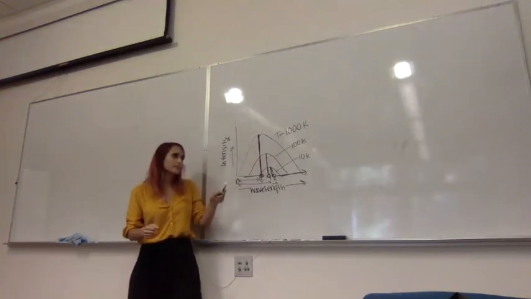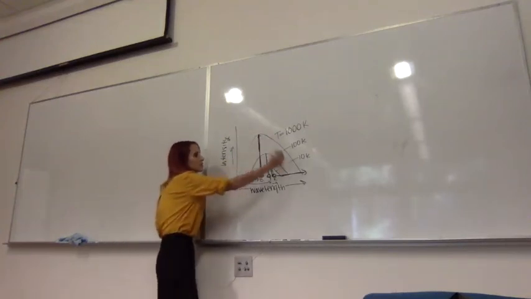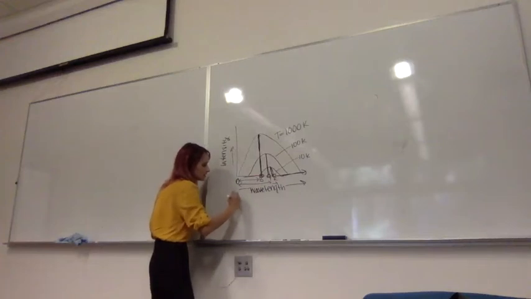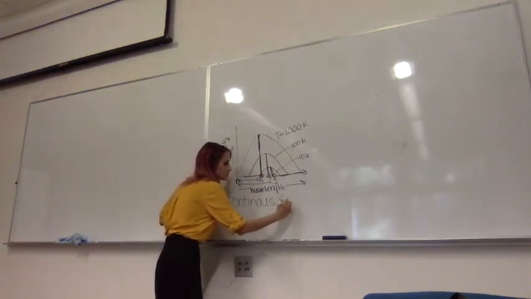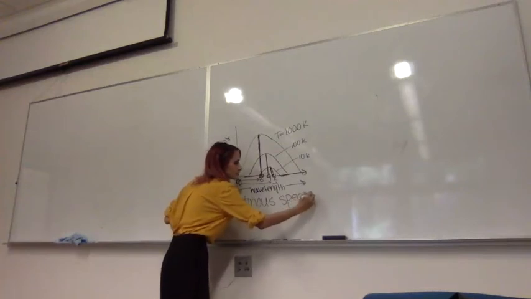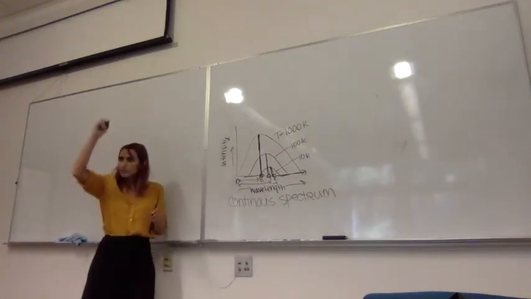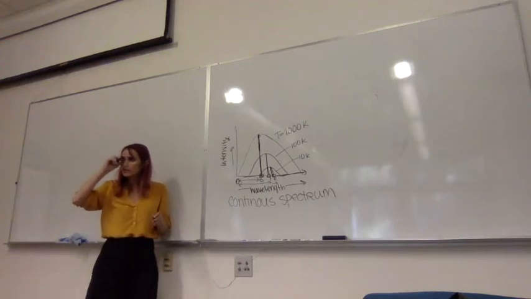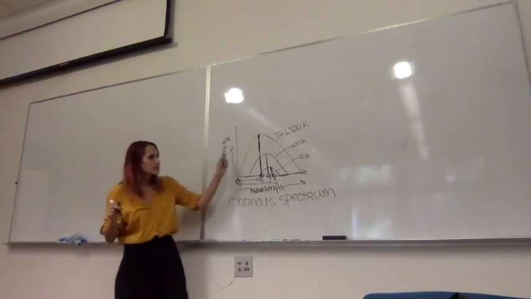And this type of spectrum, this Planck spectrum, is a smooth curve, so it's called a continuous spectrum. There are no sharp peaks or sharp dips. It's a smooth curve.